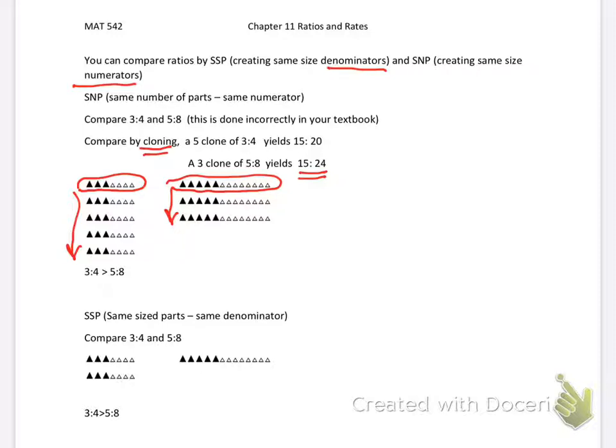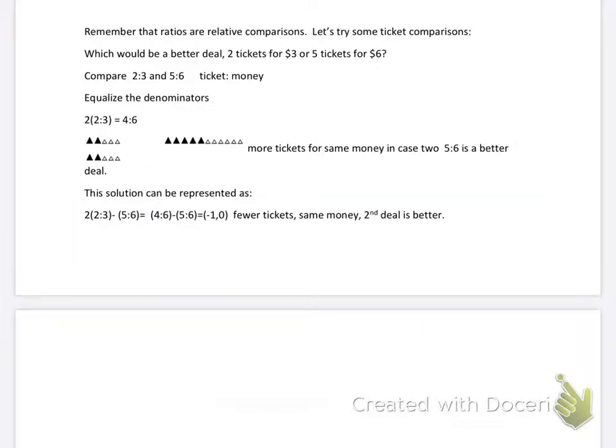So what if we wanted to compare these same two fractions using same size parts, same denominator? So get the same denominator. This is an easier procedure because you only have to do an operation on the first ratio. So what we did was we did a 2 clone. So 2 times 3 is to 4, and we got 6 is to 8. And then we were able to compare that to 5 is to 8. And so we're still finding, though finding it quicker, that 3 is to 4 is greater than 5 is to 8. Remember that ratios are relative comparisons, one thing to another.